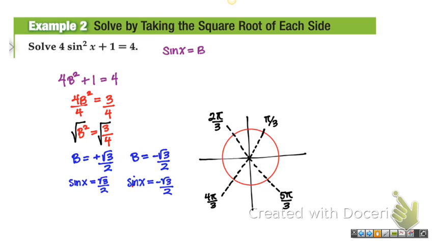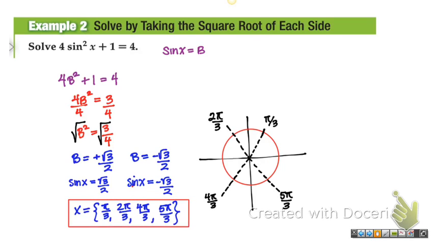And again, I could either write those angles, like if I was only giving the answer over the unit circle, pi over 3, 2 pi over 3, 4 pi over 3, and 5 pi over 3. Or I could also give all of these answers written with coterminal values. So in other words, adding or subtracting multiples of 2 pi.